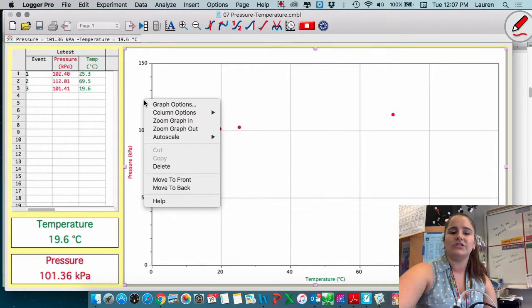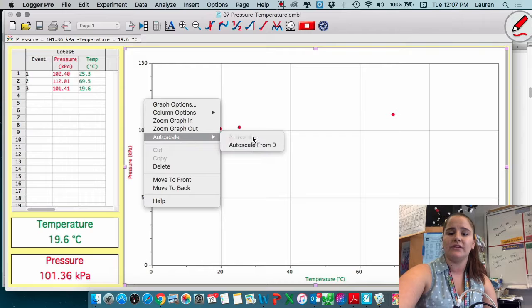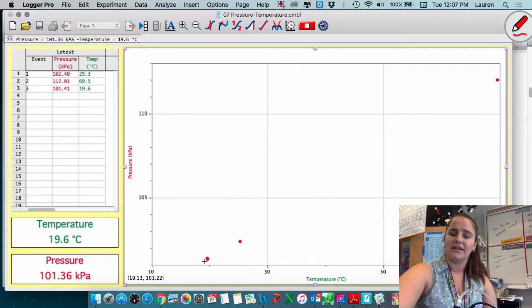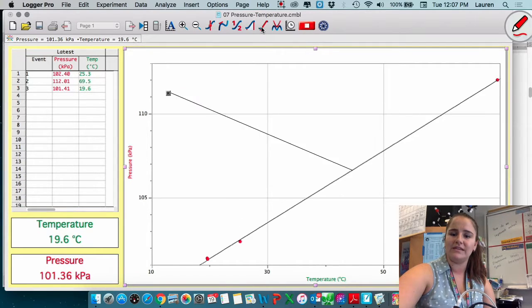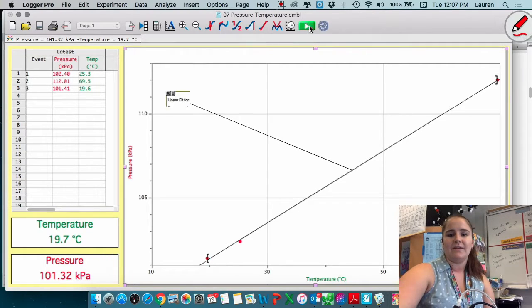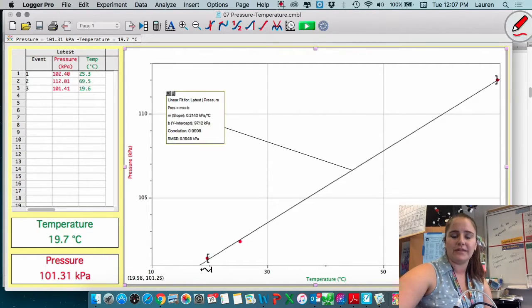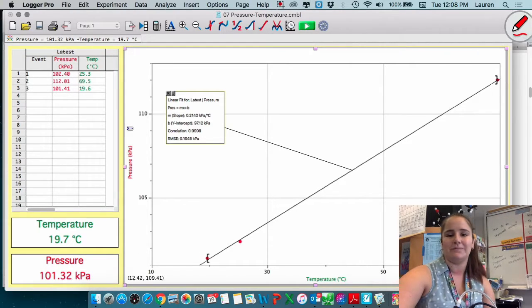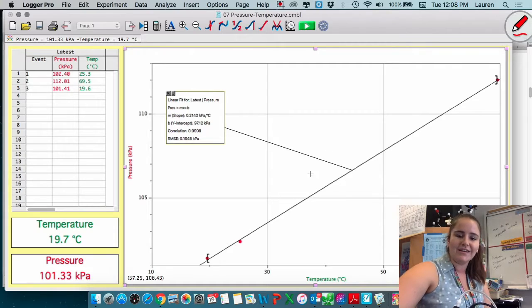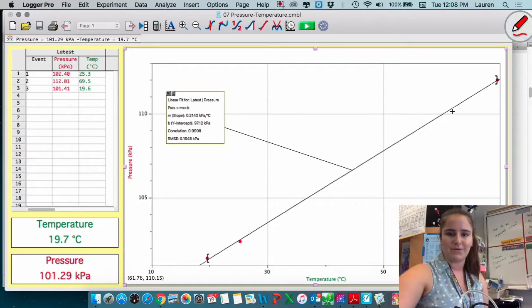Okay, and now let me just auto scale this data for us so we can really see the trend. There, right there, you see that nice linear trend, as it goes from the low temperatures with the low pressures up to the higher temperature and the higher pressures. It is very linear in that sense. Okay, cool?